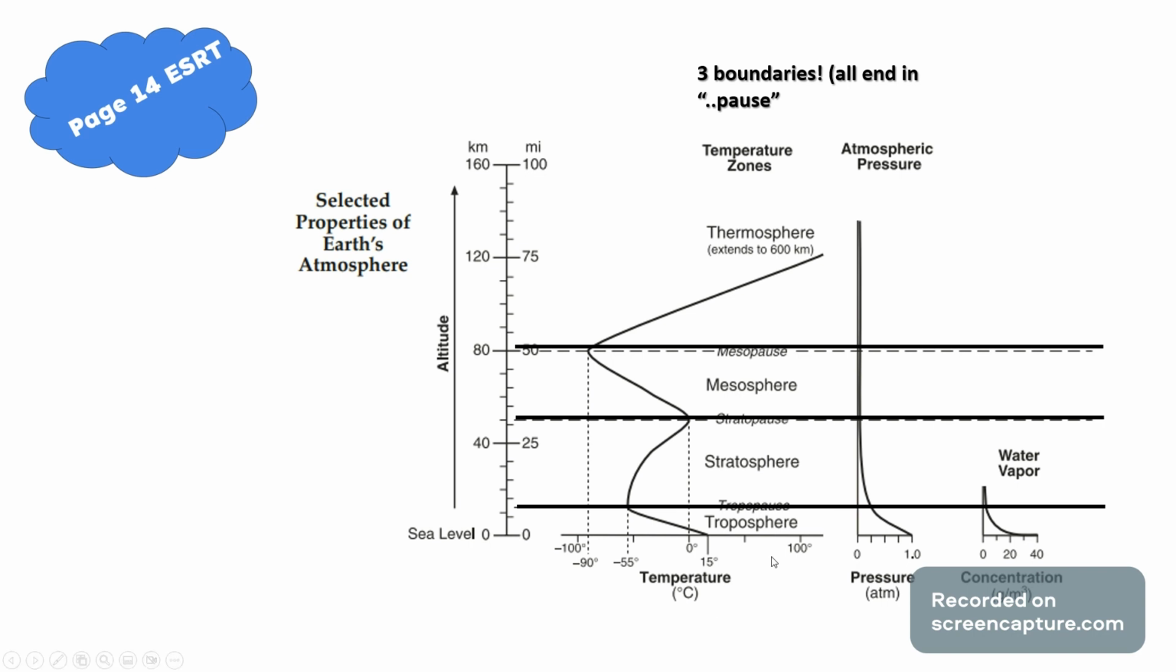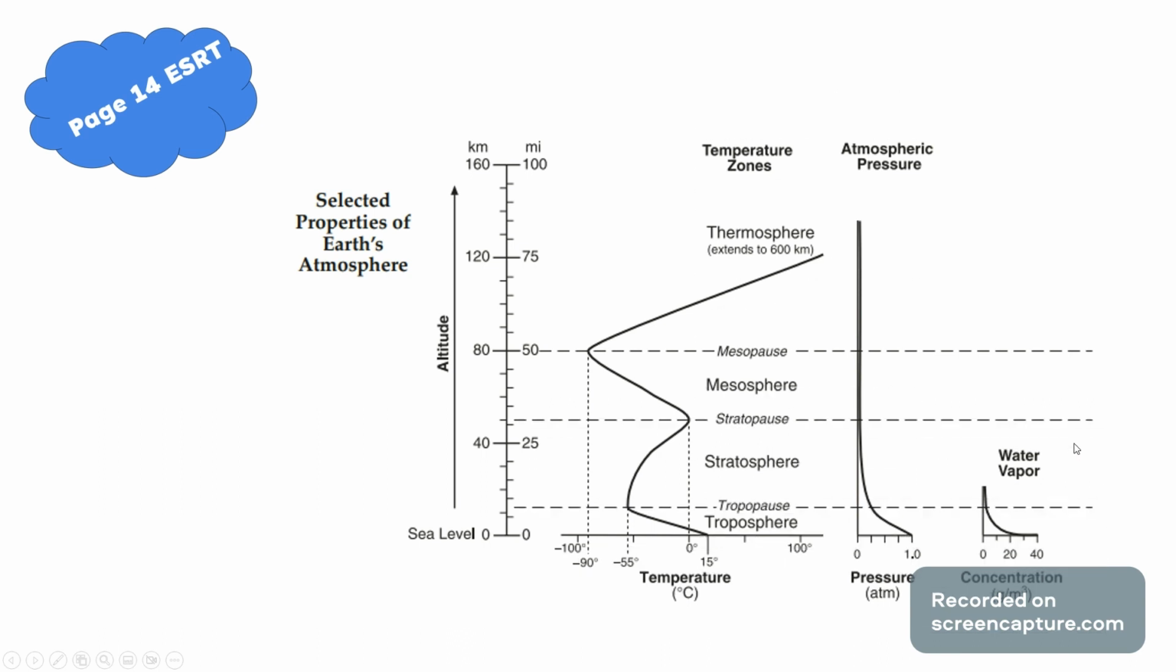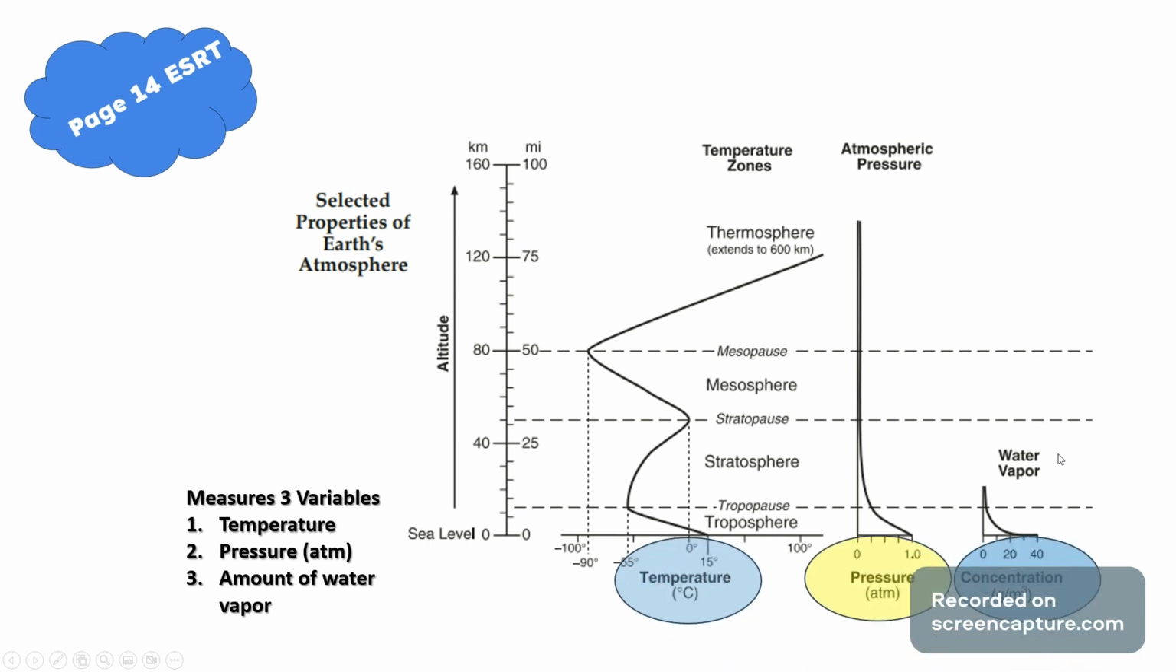So between our troposphere and the stratosphere, we have our tropopause, where the troposphere ends and the stratosphere begins. And if you'll notice, for our tropopause, we can get the exact altitude of it by moving all the way to the left. It is just about 12, 13 kilometers up and about 5 to 7 miles up in the sky. In addition to marking all of our spheres and pauses, this chart is going to measure 3 variables. We're going to have temperature, pressure, and water vapor concentration.